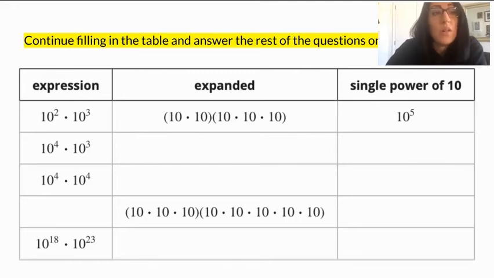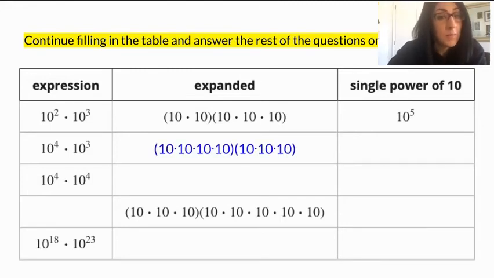Okay, so we are going to fill in this table together. You've probably noticed some patterns. So based on what we see in that first one, we could start by writing the expanded form with 10 times 10 times 10 times 10, 4 tens, times another 10 times 10 times 10, 3 tens, which is a total of 7 tens that are getting multiplied. So with a single power of 10, we would say 10 to the 7th.